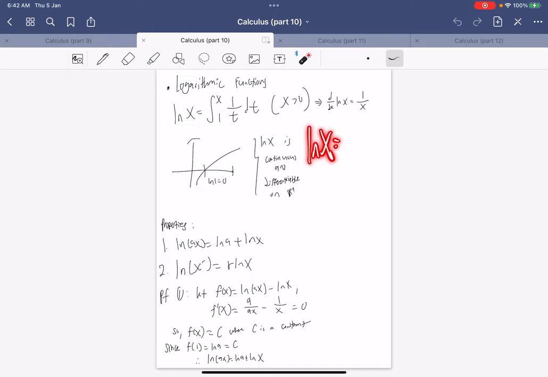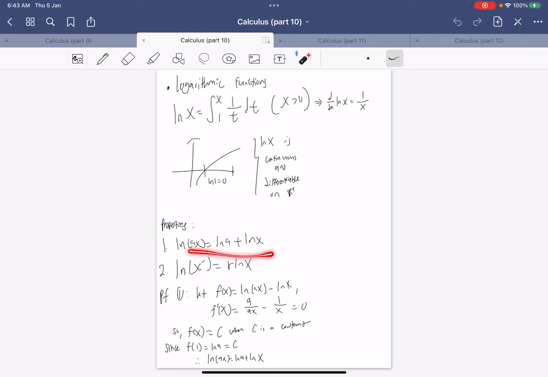So we define ln x to be the integral from 1 to x of 1 over t dt. And so this ln x is both continuous and differentiable. And so if you use the fundamental theorem of calculus, it means when you differentiate ln x, you get 1 over x. And the ln function looks something like this with an asymptote at x equals 0, and it cuts the axis at ln 1. So ln 1 is defined to be 0, because the integral from 1 to 1 of 1 over t dt will be 0.